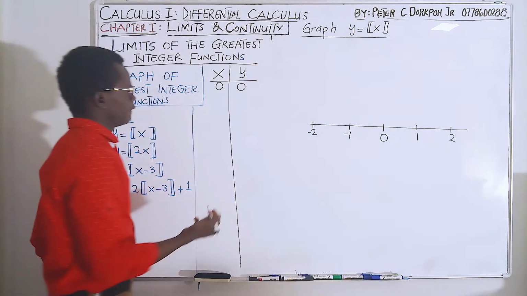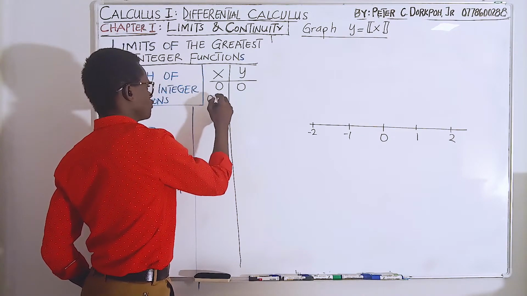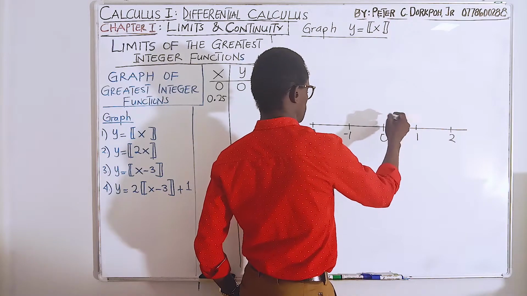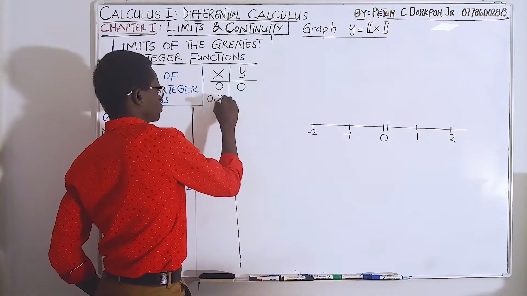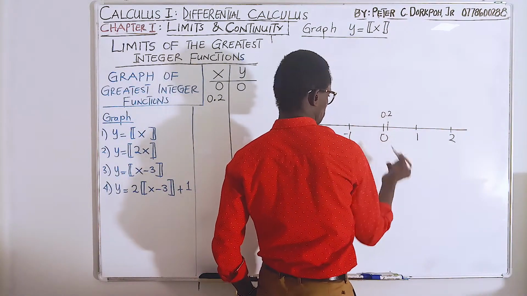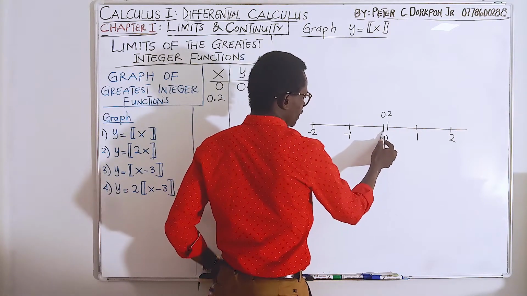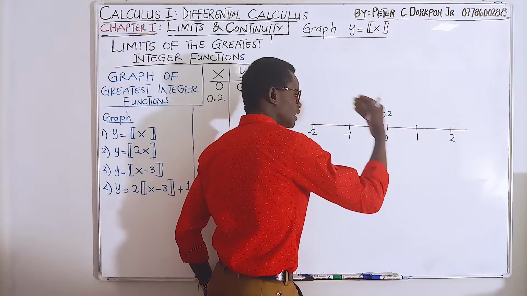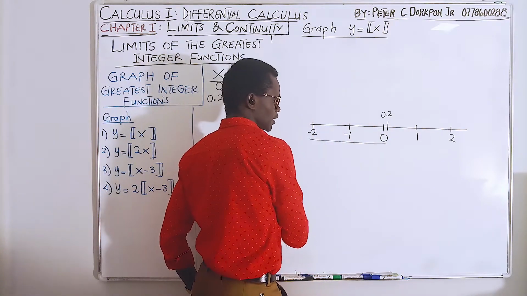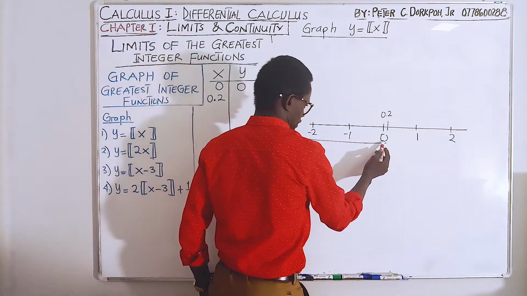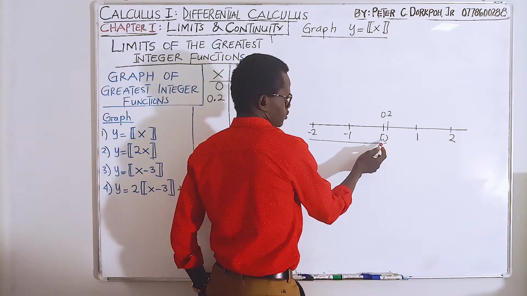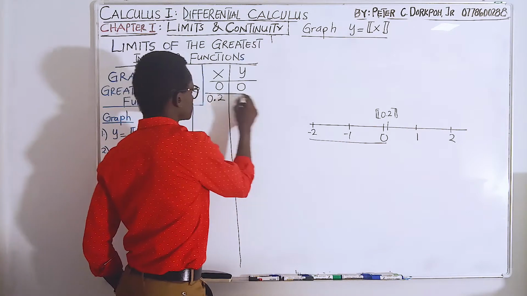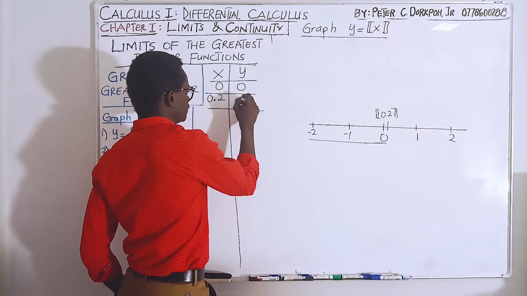Now, what if x is a smaller decimal number? What if x is 0.25? 0.25 is between here, right? Let's say 0.2 is between here. Now, what is the whole number that is not more than 0.2 and is the greatest among all the other whole numbers? It should be an integer. All of these are integers, right? And the greatest of these integers that is not more than 0.2 is 0. So 0 is the greatest integer for 0.2. If x is 0.2, y is 0.